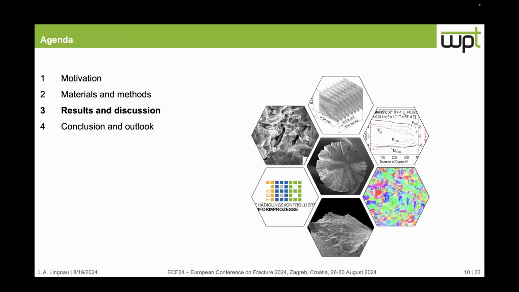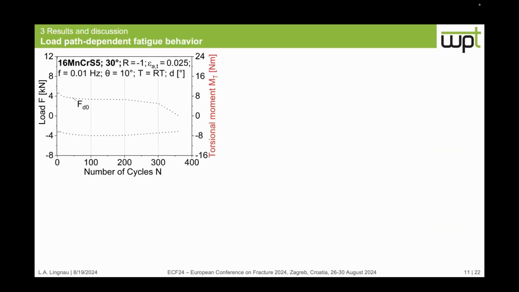So I will show you some results. In this case, we look at the specific damage state of 30-degree shoulder opening angle. This is the state with less forming induced damage due to the forming process. And we tested it with a strain ratio of -1 and a total strain amplitude of 0.025 with a test frequency of 0.01 Hertz and an angular amplitude for the torsion of about 10 degrees. And in this case, we don't have a phase shift.